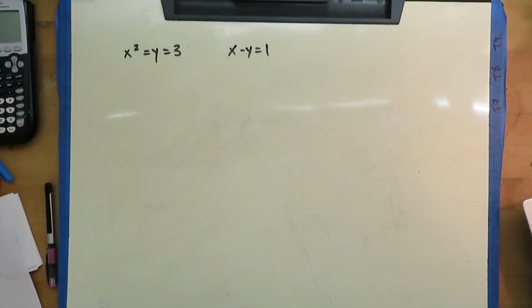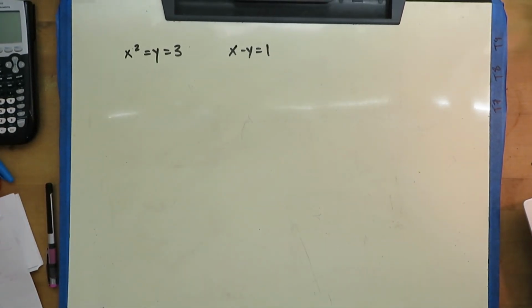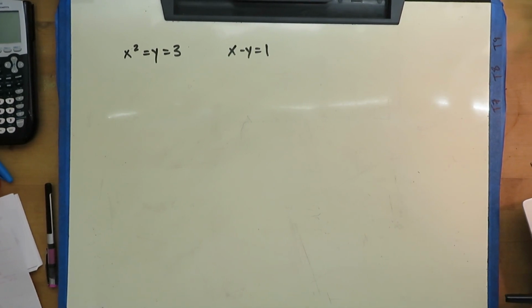All right, so we're going to solve one of the example problems in the packet. This is in the solving systems of equations. This is the second example. Find all points of intersection of the graphs of x squared minus y equals 3 and x minus y equals 1.